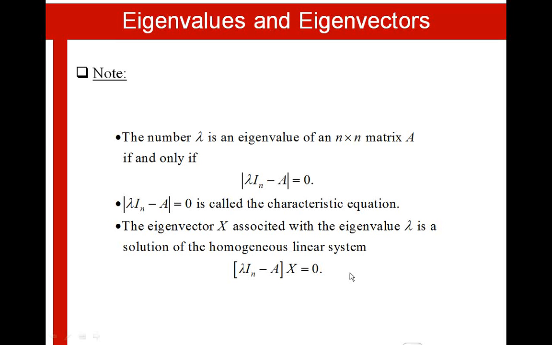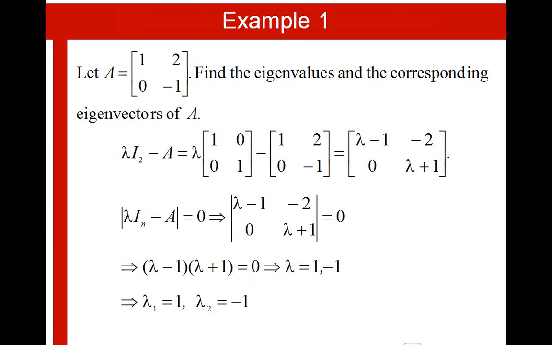Let's work on some examples, as we see in the next slide. If A is a 2 by 2 matrix as seen here, where A is equal to [1, 2; 0, minus 1], the question is to find the eigenvalues and the corresponding eigenvectors of A.